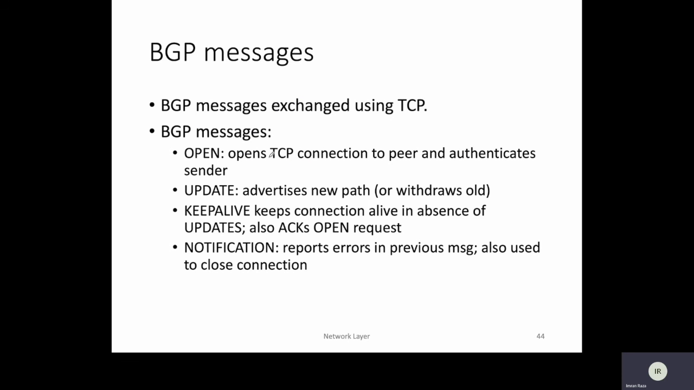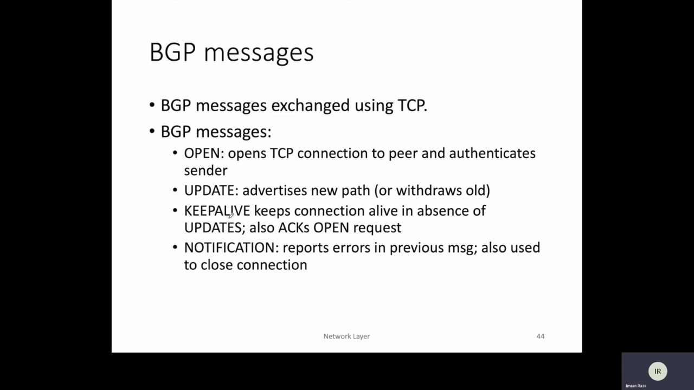BGP has the following different kinds of messages, and these messages are exchanged, as we have already discussed, over a semi-permanent TCP connection established on port number 179. So what are the different types of messages? We have the open message that opens the TCP connection to the peers and authenticates the sender. Then we have the update message, where we send updates about a new path, or we withdraw an old path.